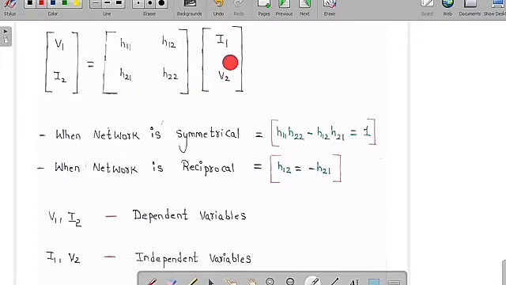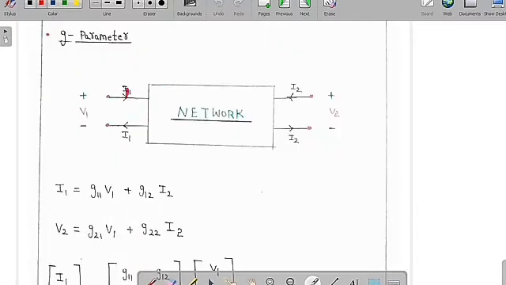You can see clearly here I1, V2 are the independent variables, whereas V1, I2 are the dependent variables. So this is the last parameter of the two-port networks, which is the G parameter.